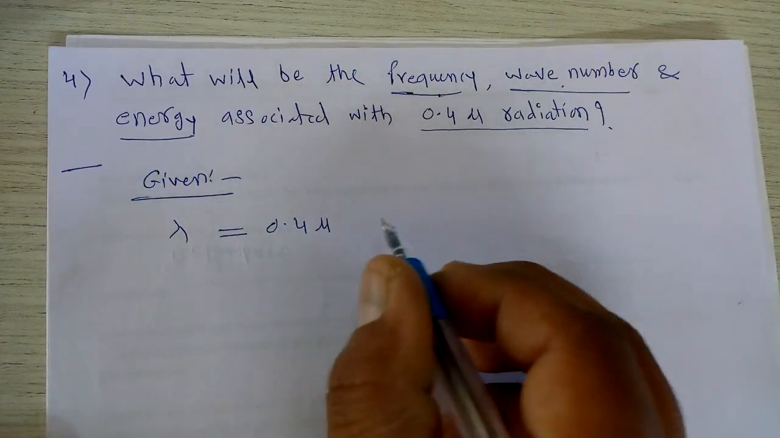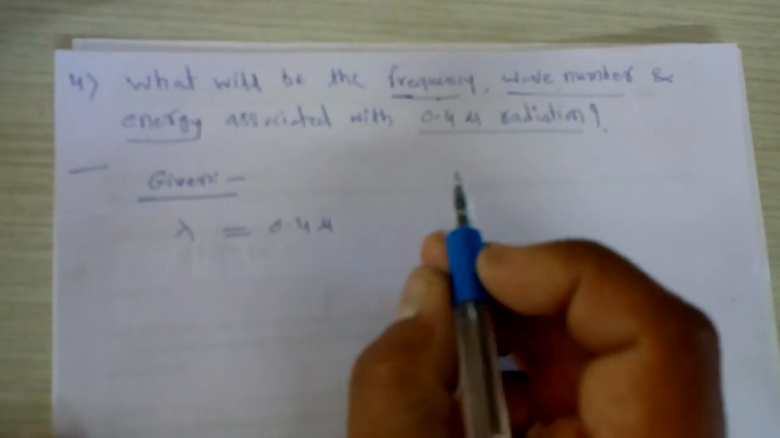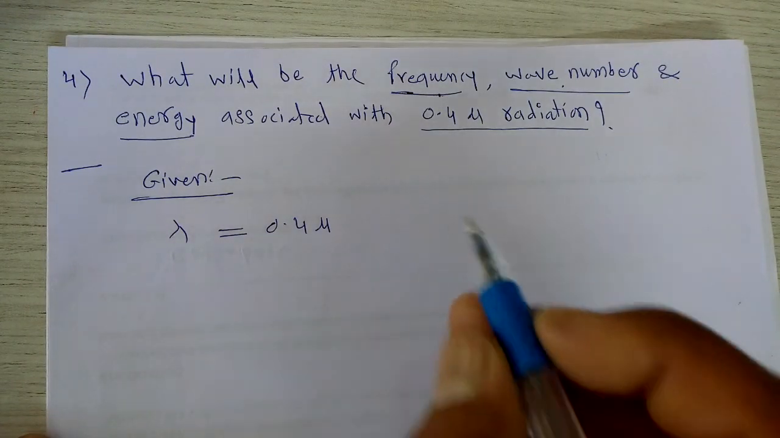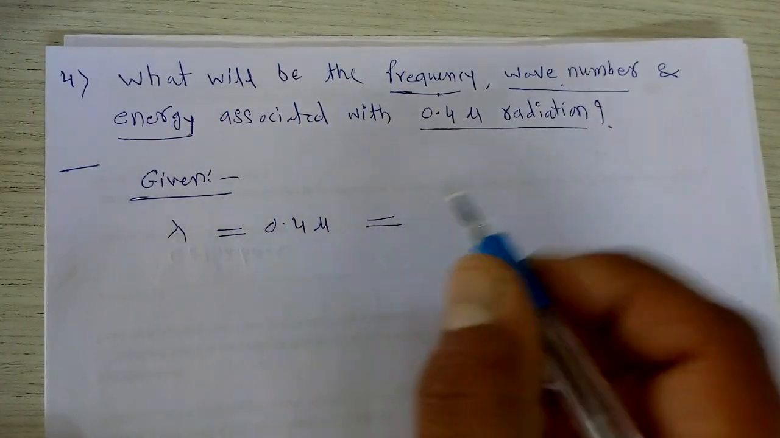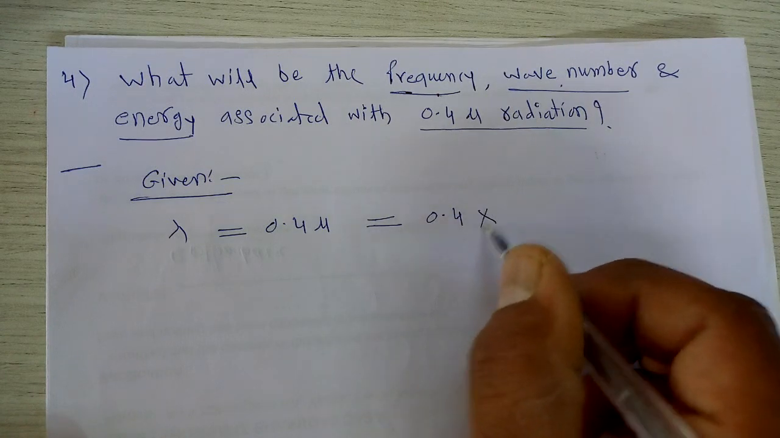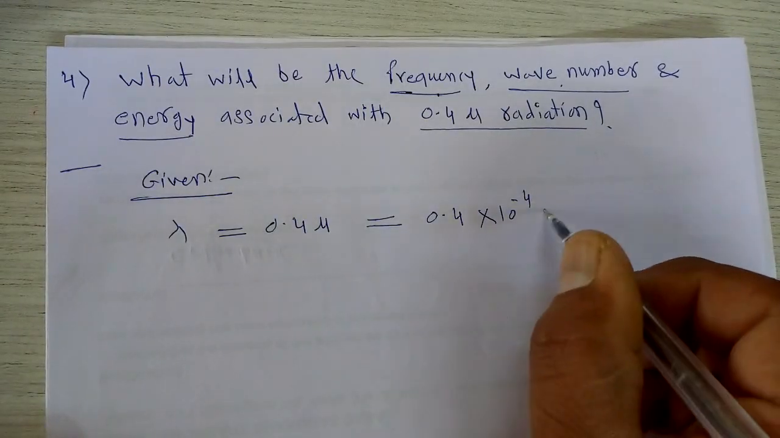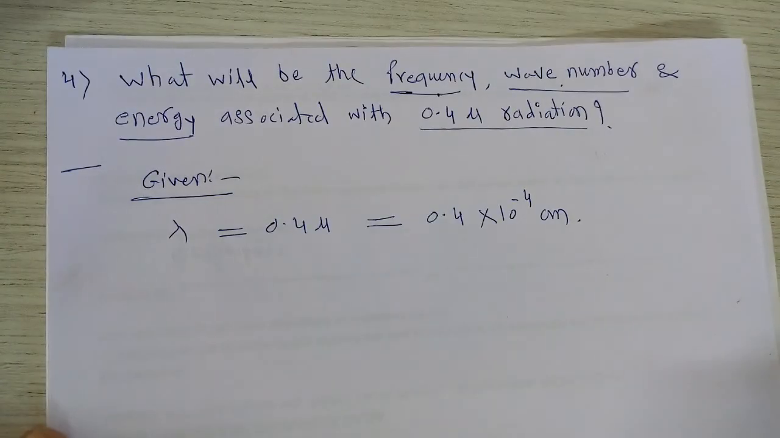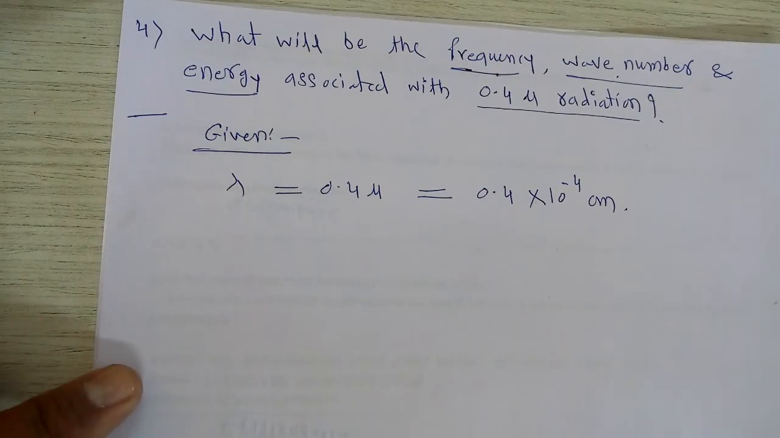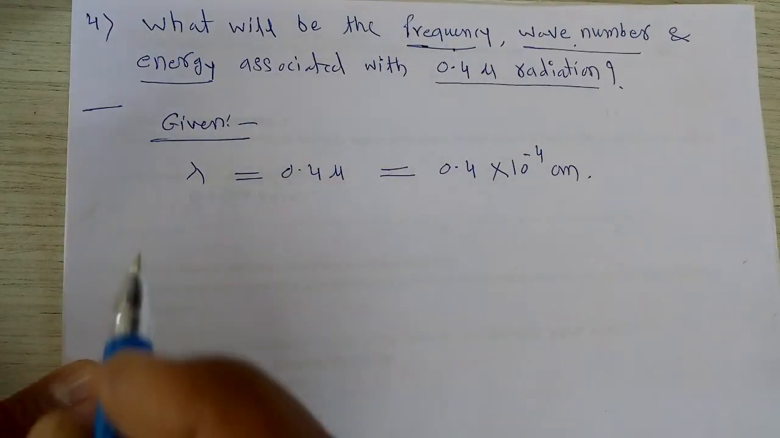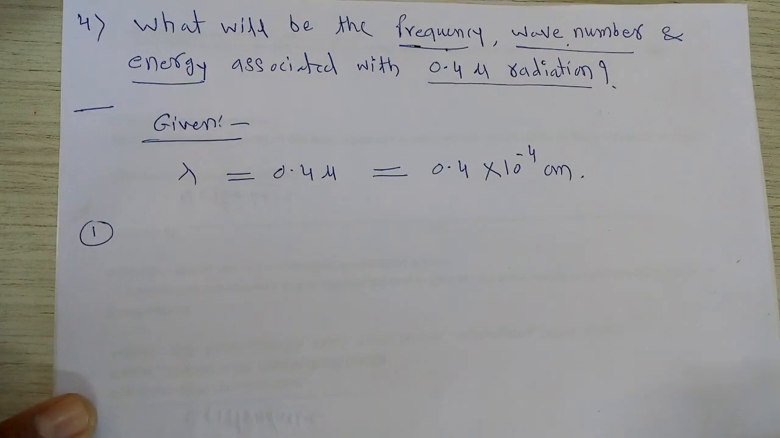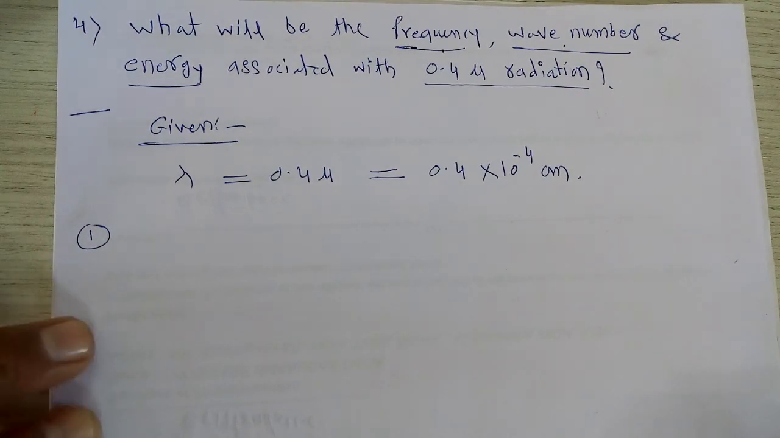0.4 mu is equal to, now the unit of this wavelength is mu. We can convert this unit into centimeter, so it becomes 0.4 into 10 raised to minus 4 centimeter. So this is the value for this lambda, it is already given. Now from this value of wavelength lambda, we have to calculate three different properties. So in the first step, we have to calculate the first parameter, that is the wave number.